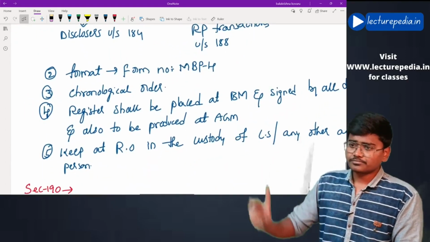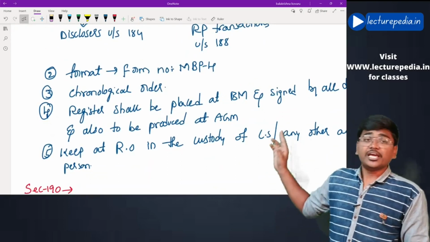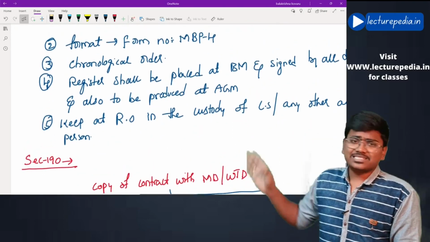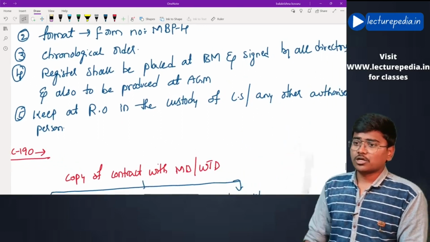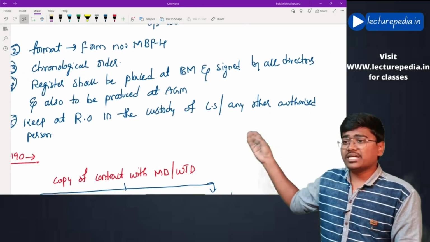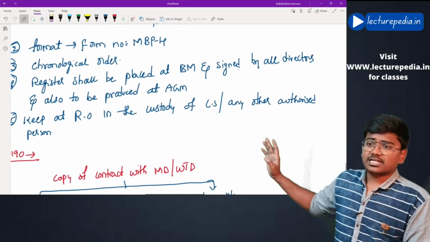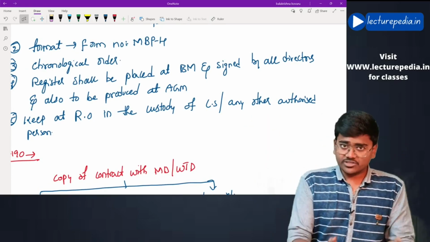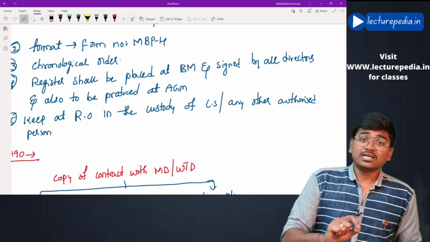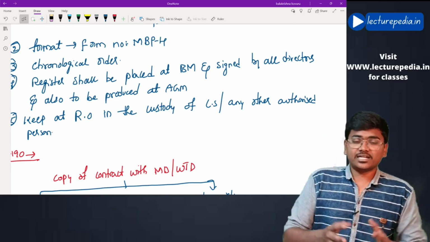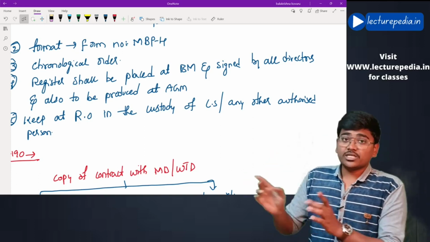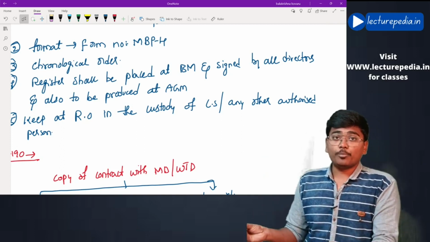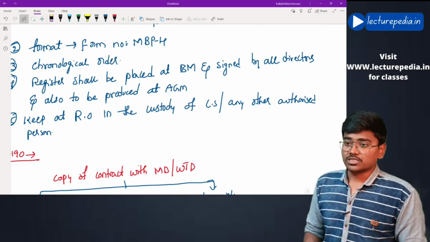Next, the format of the register would be MBP4, and the transactions must be noted in chronological order. The register shall be placed at the board meeting and signed by all the directors, and also be placed at the annual general meeting. At the board meeting you have to place these registers, and these registers must be signed by the directors who have attended the meeting. And at the annual general meeting also, these registers must be kept open for inspection by shareholders.